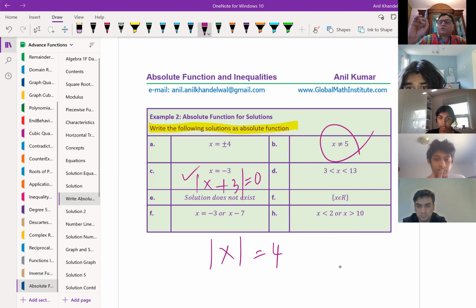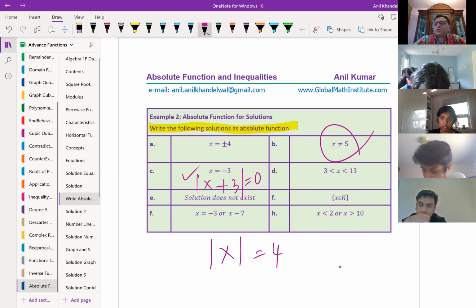Tell me the answer of this question. X is not equal to 5. Now, what is the value? Write it in terms of absolute function. Bonus question for you. You cannot see such simple questions anywhere, but this will become so complicated.